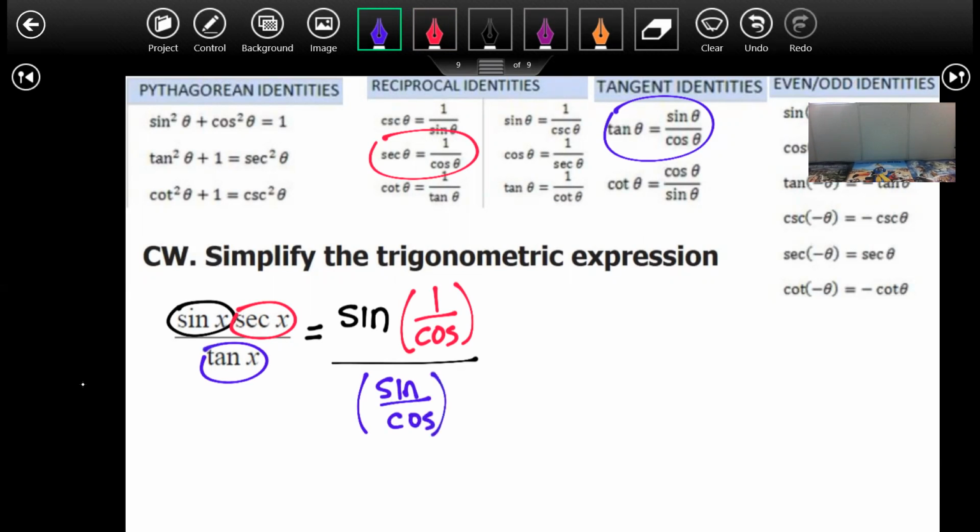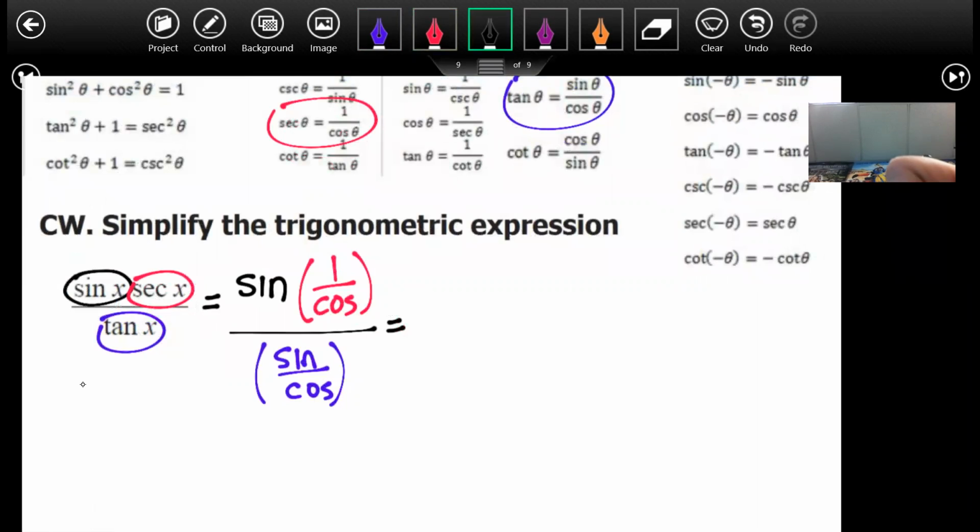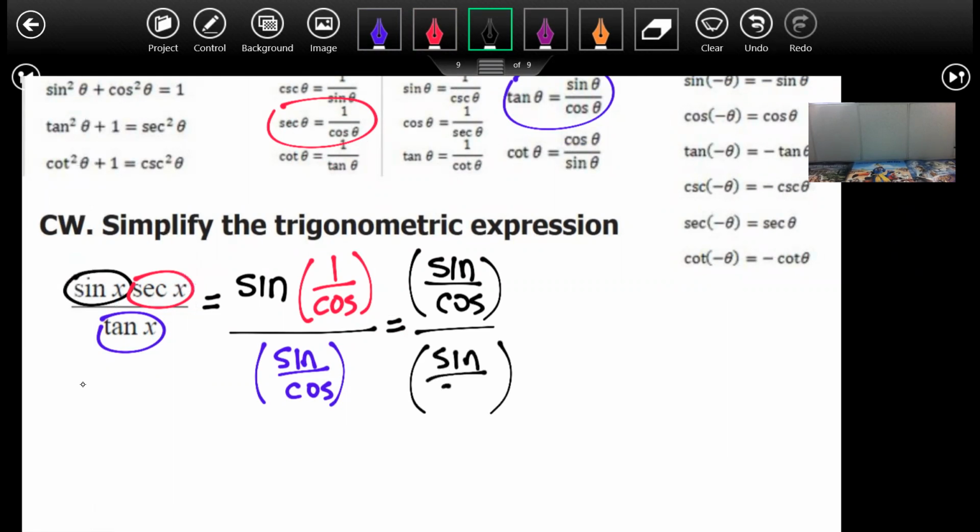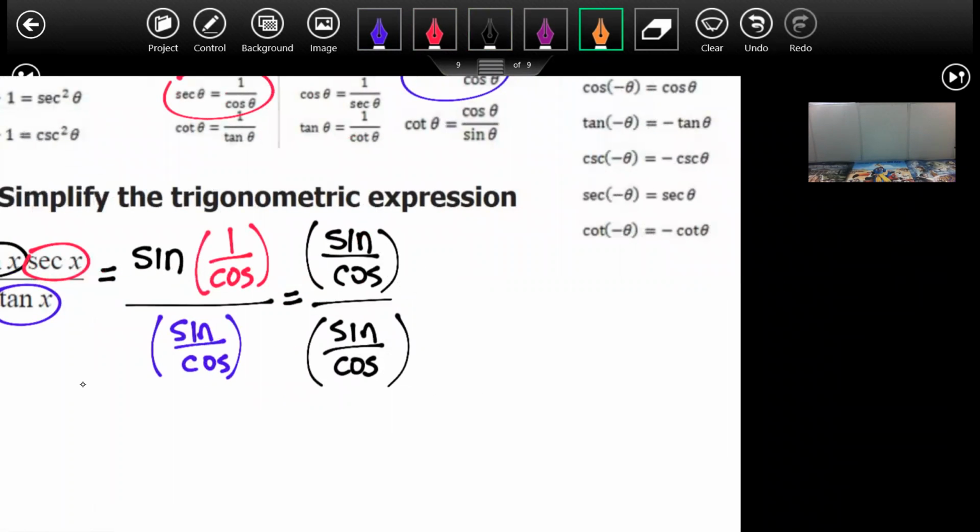I know we're supposed to put the x variable there, but I'm just leaving it out to the end. I like to reduce everything down. So we're going to get sine over cosine, put that in my parentheses, over sine over cosine. Now, a fraction divided by a fraction, how do we simplify this out? Multiply by its reciprocal. So the bottom would be cosine over sine.